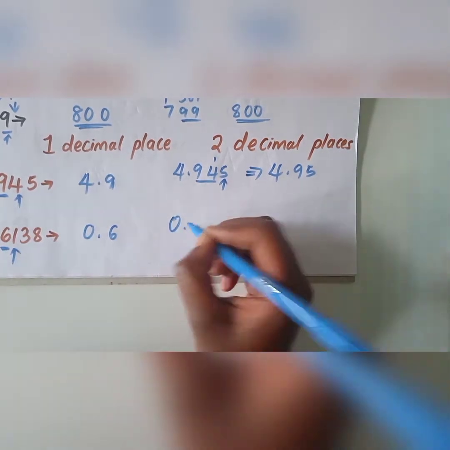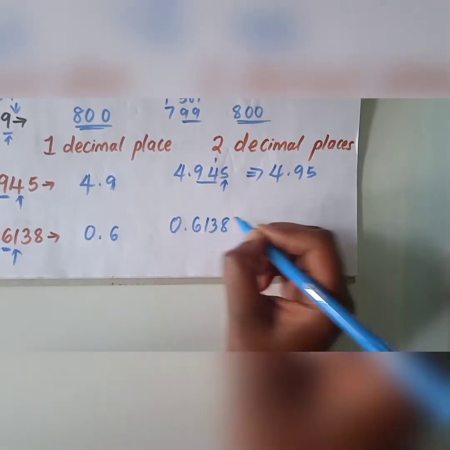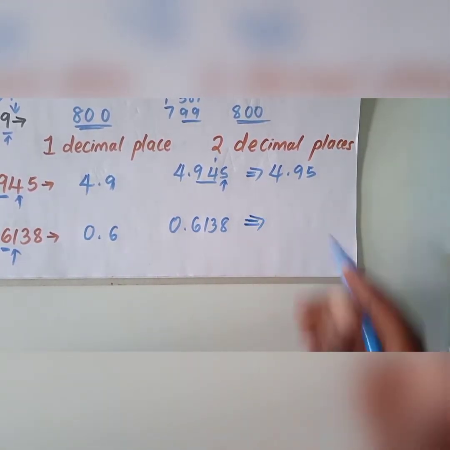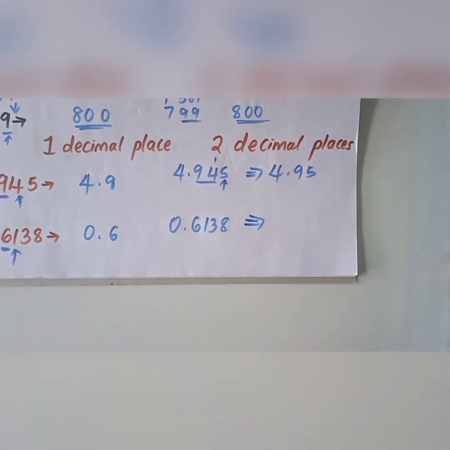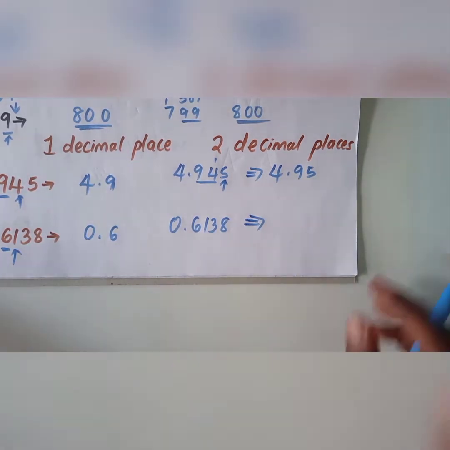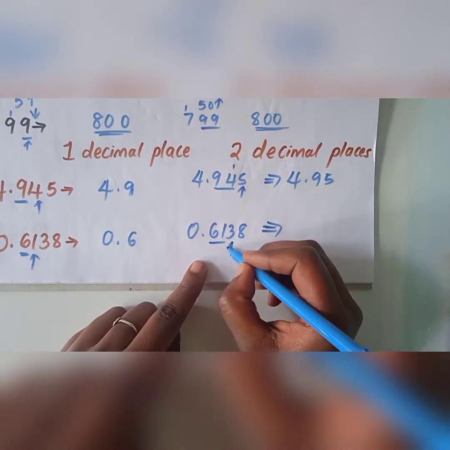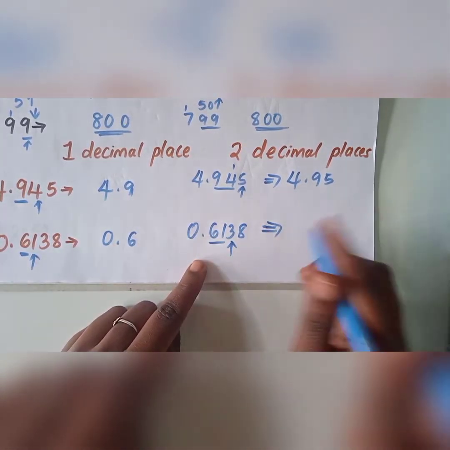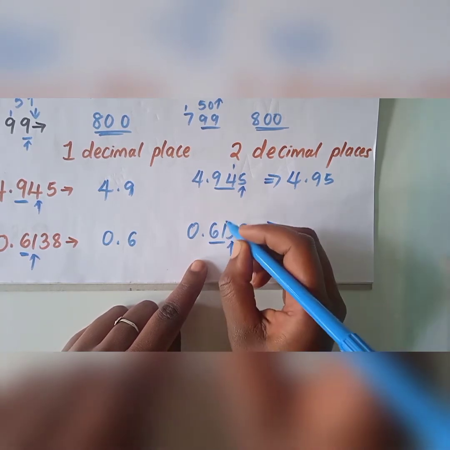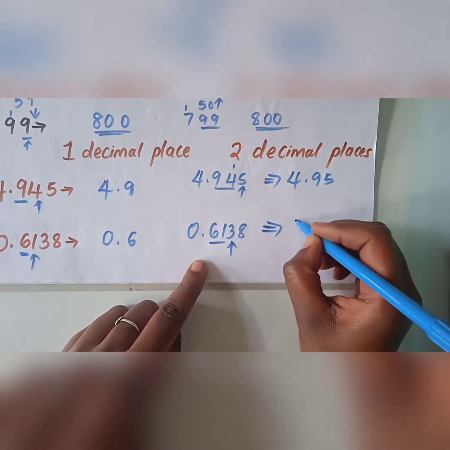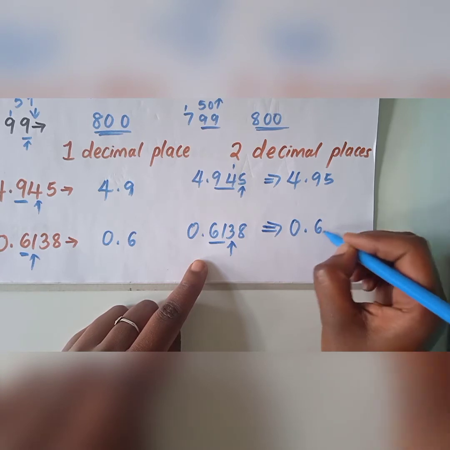Then 0.6138, what will that become? Maybe you can pause the video and try it on your own. Okay, so come back. So we have these two numbers. The next one is less than 5, so everything else will become 0, but the numbers prior to that will remain the same, so 0.61.